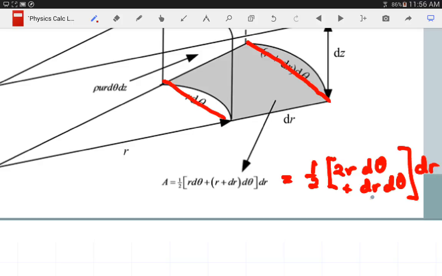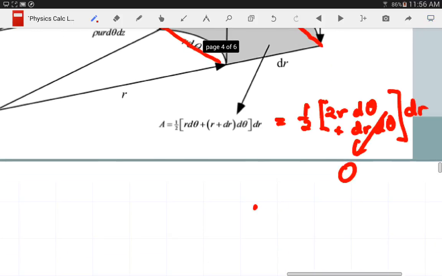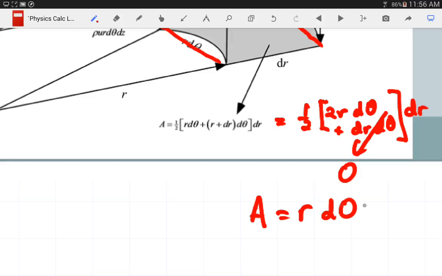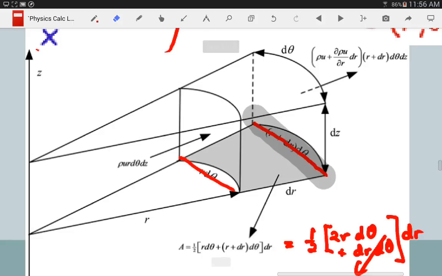This one here is negligible. We can say this one here is approximately 0 because it's so small compared to the other one. And then when you do that, the area is equal to 1/2 times 2, which turns out to be 1, and so it's r d theta dr. If they had made the assumption that this was a cube, they would have said the area of the base was r d theta dr. So in the end, despite their technicality, they still have the same result.